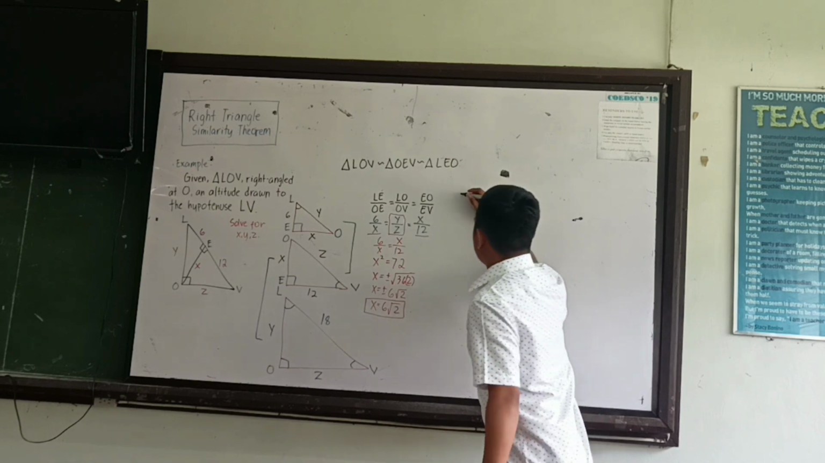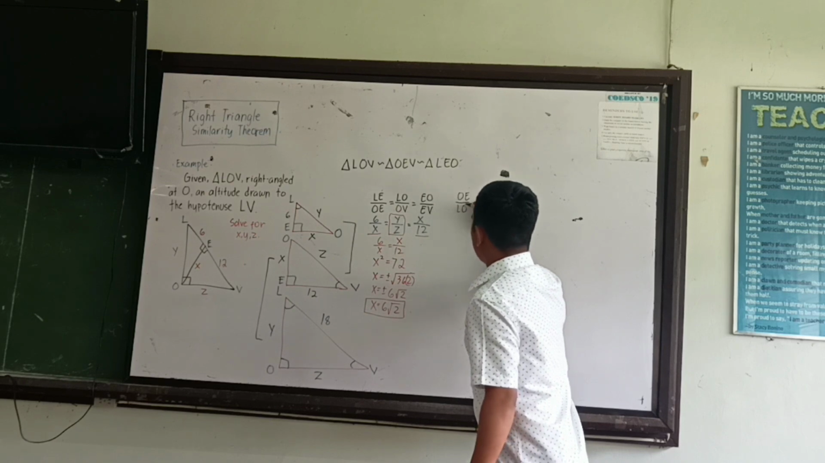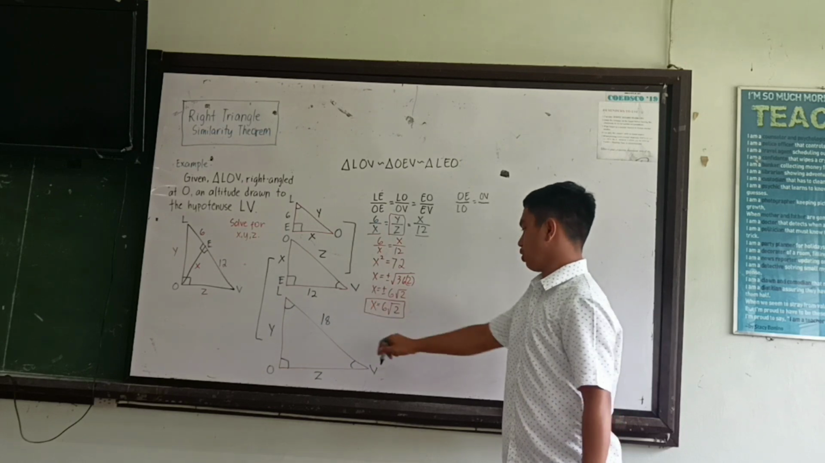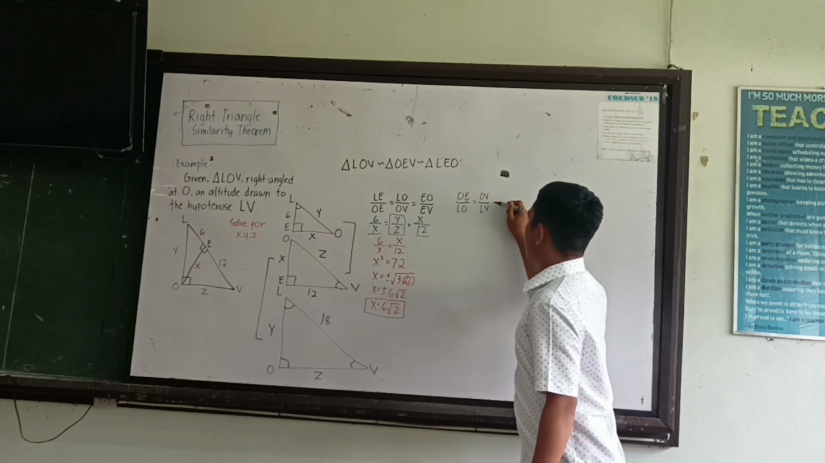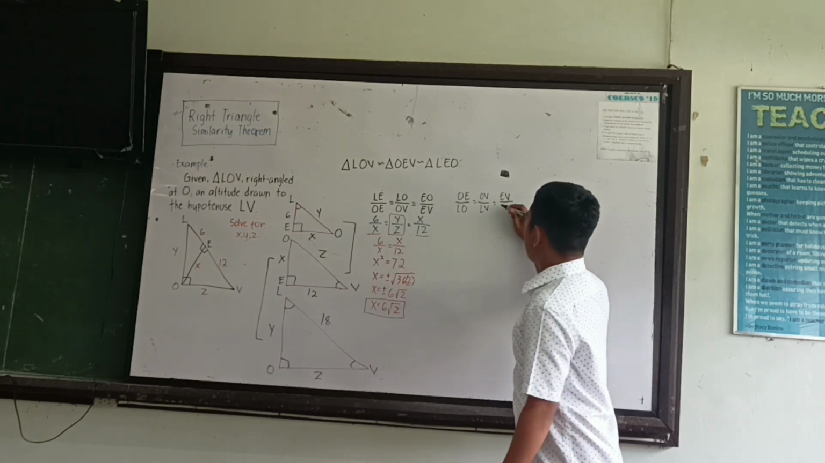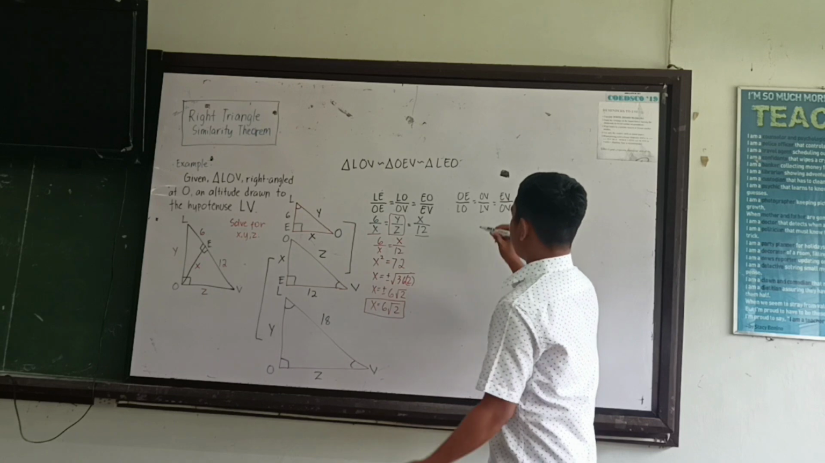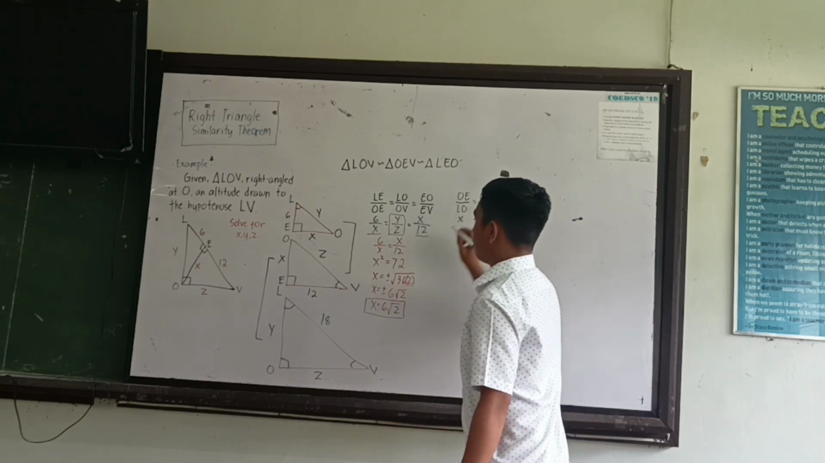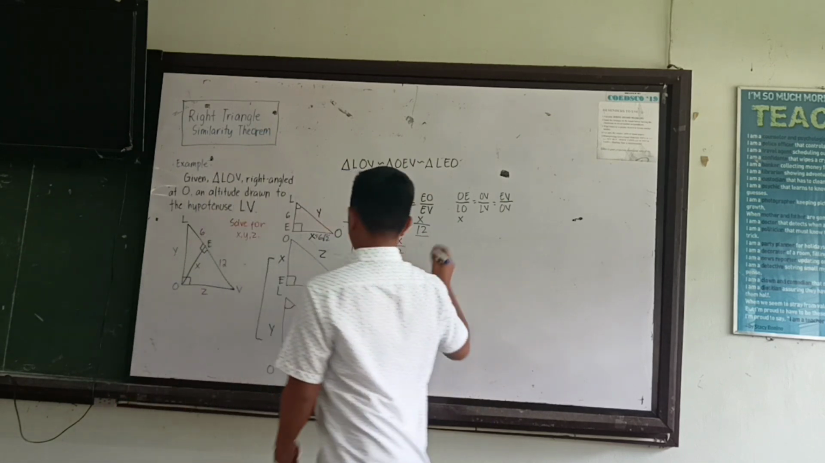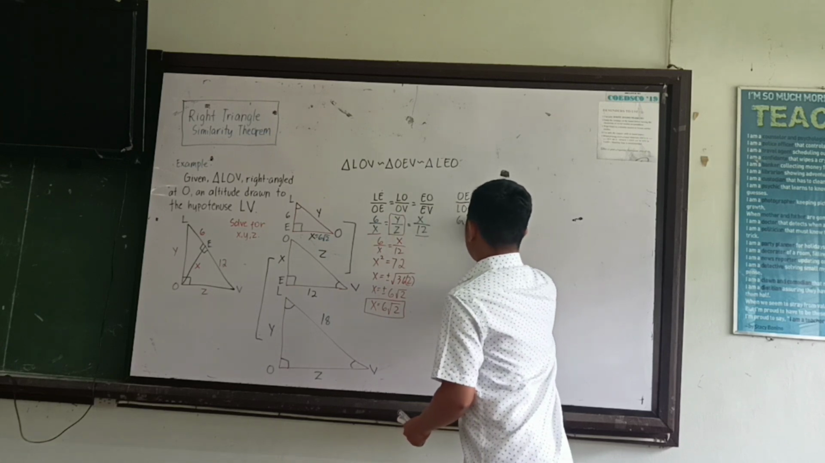We have OE over LO equal to the hypotenuse OV over the hypotenuse LV of the original triangle. Also equal to the leg EV over OV. Now, by plotting the values, OE is x, or simply 6 square root of 2. Instead of x, you can write 6 square root of 2.